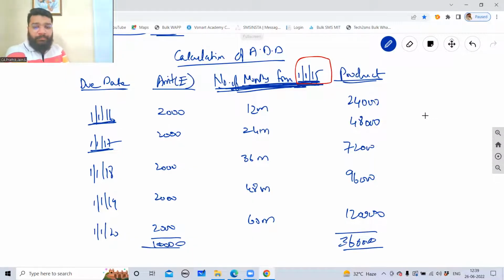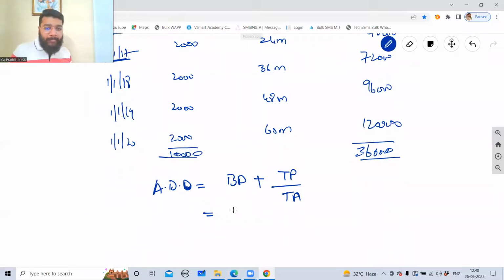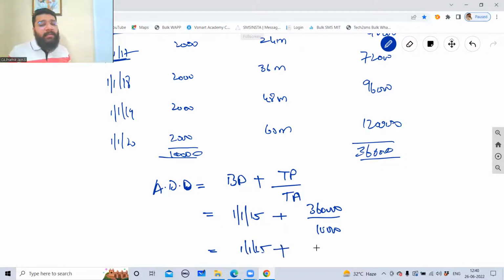Till this, any doubts? Now, average due date is equal to base date plus total product divided by total amount. What is the base date? 1/1/15 plus 360,000 divided by 10,000. So 1/1/15 plus 360 divided by 10. If I do, what will I get? 36 months I'll get.